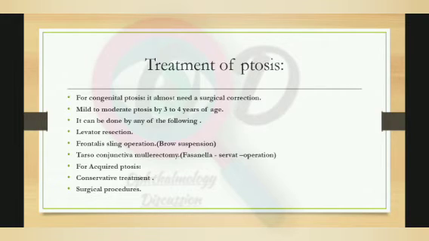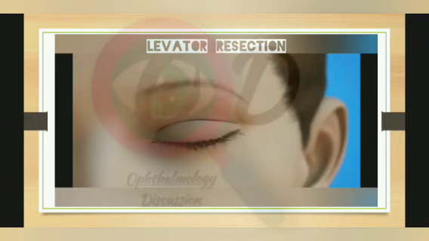Fasanella-Servat operation. You can see here the levator resection surgery for ptosis. The eye surgeon will make an incision in the crease of the upper eyelid skin or on the inside of the eyelid where you can't see it. There are muscles responsible for raising the eyelid. The surgeon will tighten one of the muscles or reattach it to the upper lid using stitches or surgical adhesive. The final position of the eyelid depends on how the tissue heals. If needed, the surgeon will adjust the stitches to adjust its height.